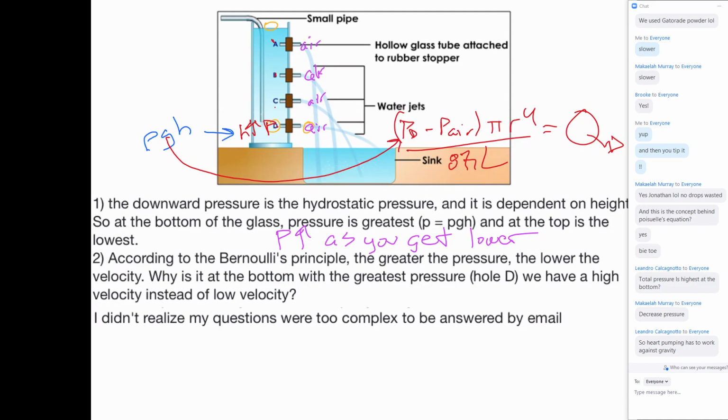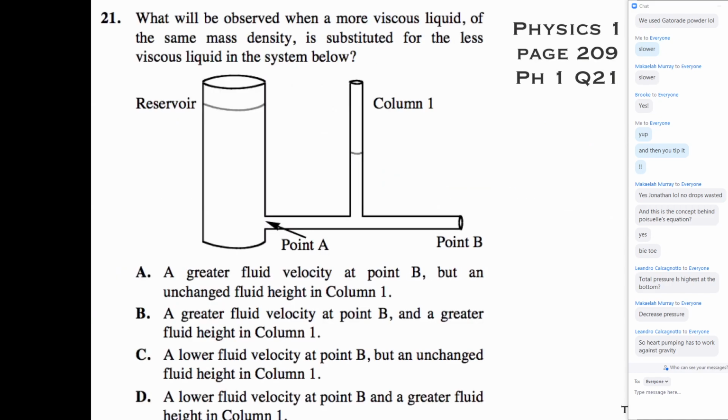This leads perfectly into this next question. Same concept, except now we have one spout here. So again, I have rho GH as my pressure here, where this is my H. What's interesting is here's my rho GH, and here is P of the surrounding air. Which is higher, pressure of the air or pressure of the fluid in the column?